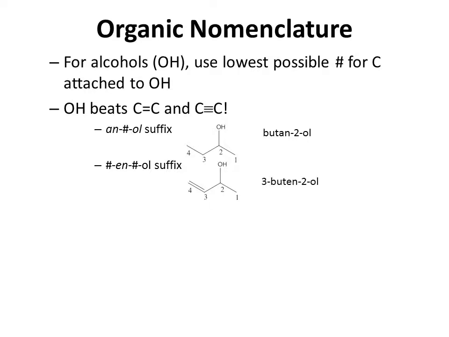And our name would thus be 3-buten-2-ol. In the case of a triple bond and an OH, we'd have the number for the position of the first carbon in C≡C, followed by "yn", and then the number for the position of the OH group, "ol". So in our example, again counting from right to left, we have the name 3-butyn-2-ol.